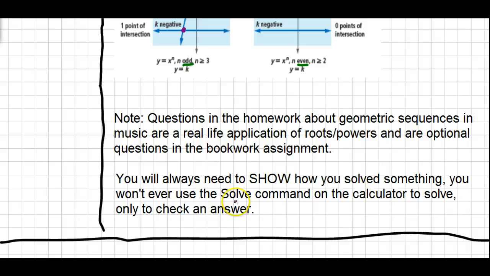Also, the book does ask you in some of the homework questions to use the solve command. Know that you will always be asked to solve by hand and never asked to use the solve command on a test or a quiz. If you want to use the solve command to check an answer, that's perfectly fine.